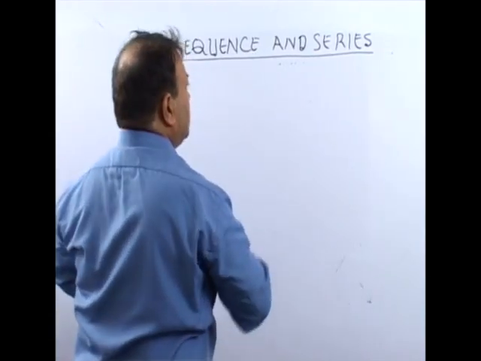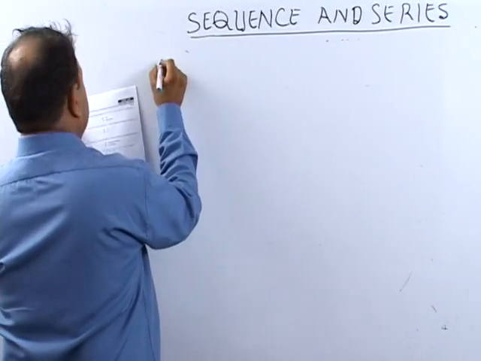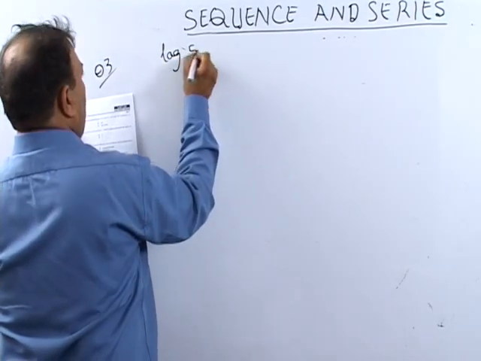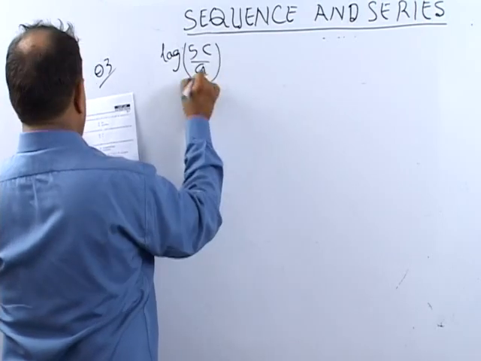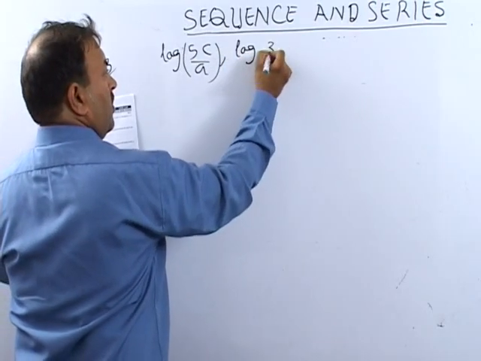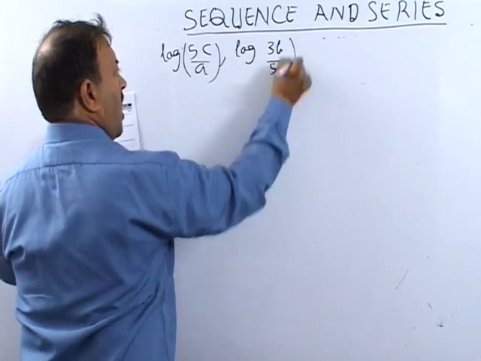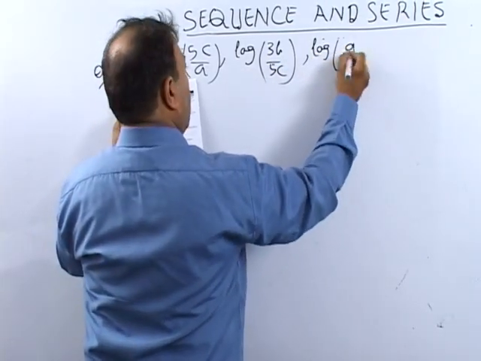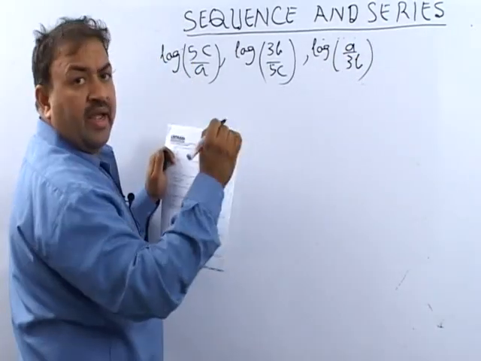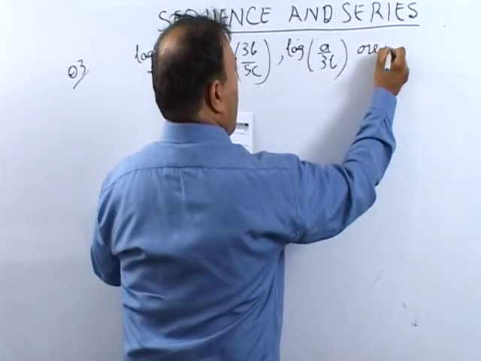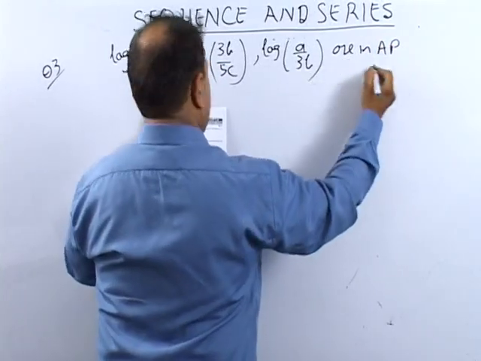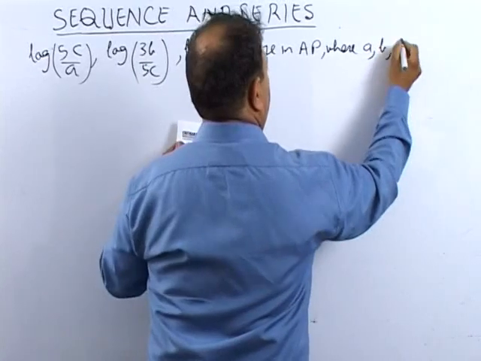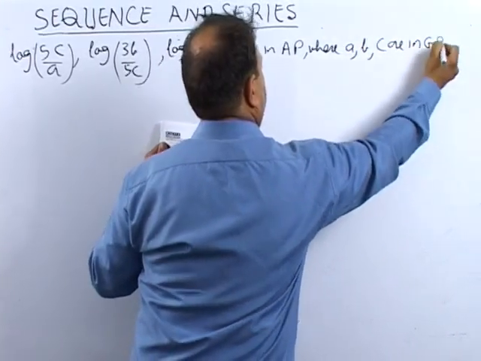The problem, in short, I am writing down over here. We have been given, it is question number 3 of our booklet: log 5c upon a, log 3b upon 5c, log a upon 3b are in AP, and we have been given that a, b, c are in GP.